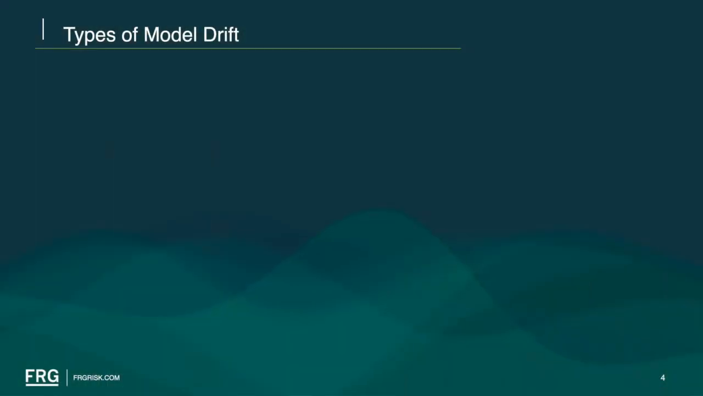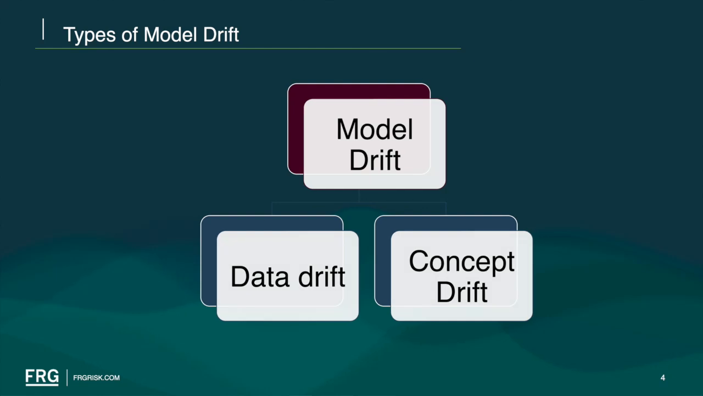Model drift can happen for a couple of reasons. So here I want to introduce two more terms, data drift and concept drift. Data drift occurs when the data generation process the model was built on changes. This type of drift can be viewed as independent variable changes. And what are some examples of data drift?